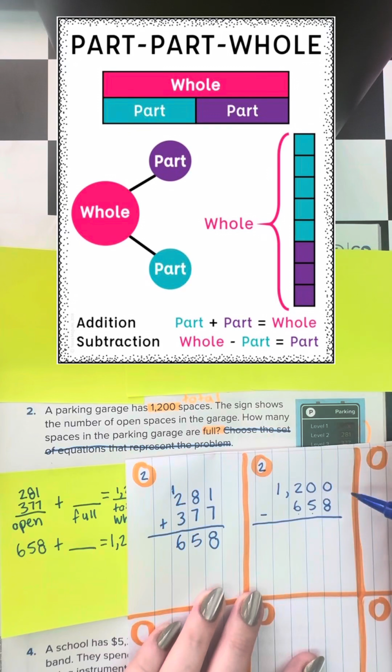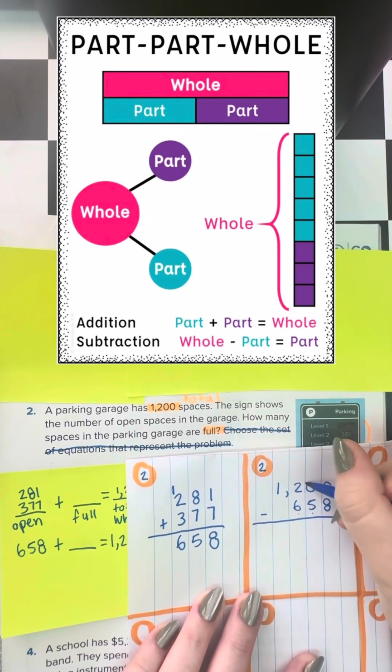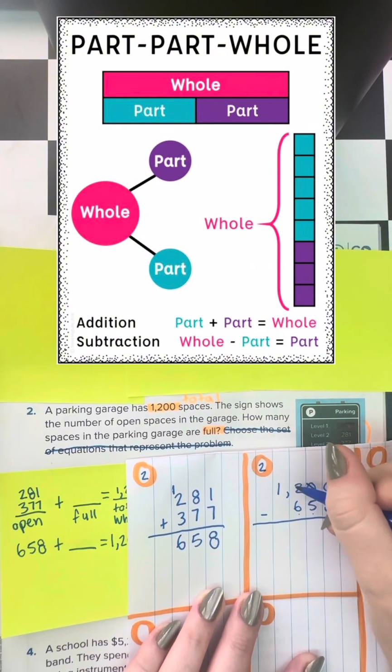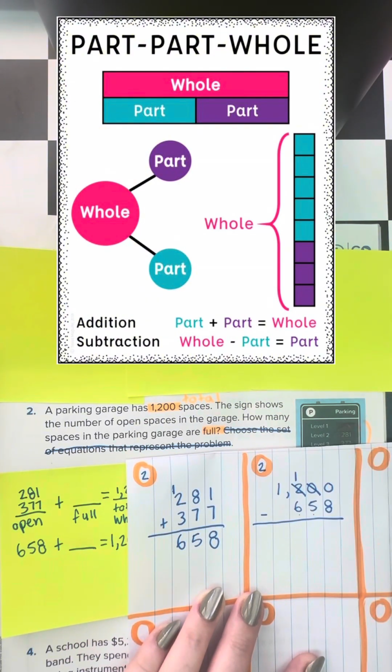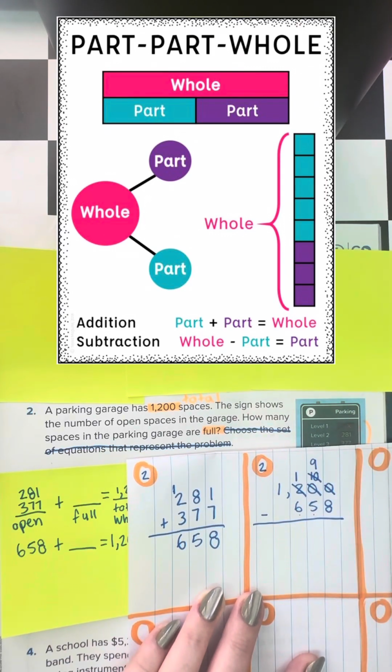All right, you always start with your ones. 0 minus 8. Uh-oh, I can't do that. I need to go next door. But there's nothing there. So I'm going to go to the 2 and borrow from there. So this is going to become a 1, and this 0 becomes a 10. Well, that still doesn't help me with the ones column, so I still need to borrow again. I'm going to cross off the 10. The 10 becomes a 9, and this 0 becomes a 10. Now I can do this.